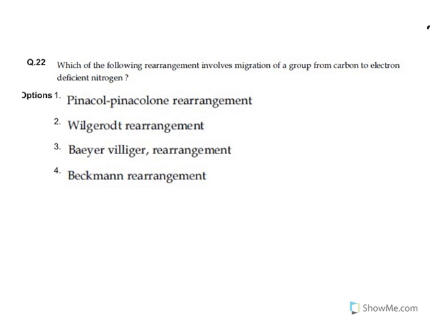Moving further. Now which of the following rearrangements involves migration of a group from carbon to electron deficient nitrogen? See, the answer is Beckmann rearrangement. But let us understand what is happening here. In Beckmann rearrangement, it starts with oximes. Now in oximes, CH3, CH2. Now see, these are known as oximes.